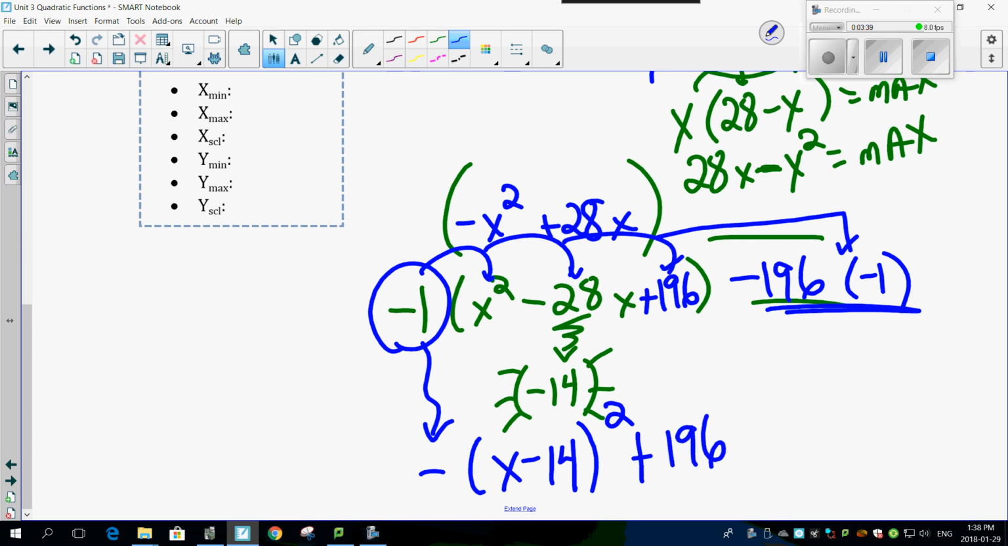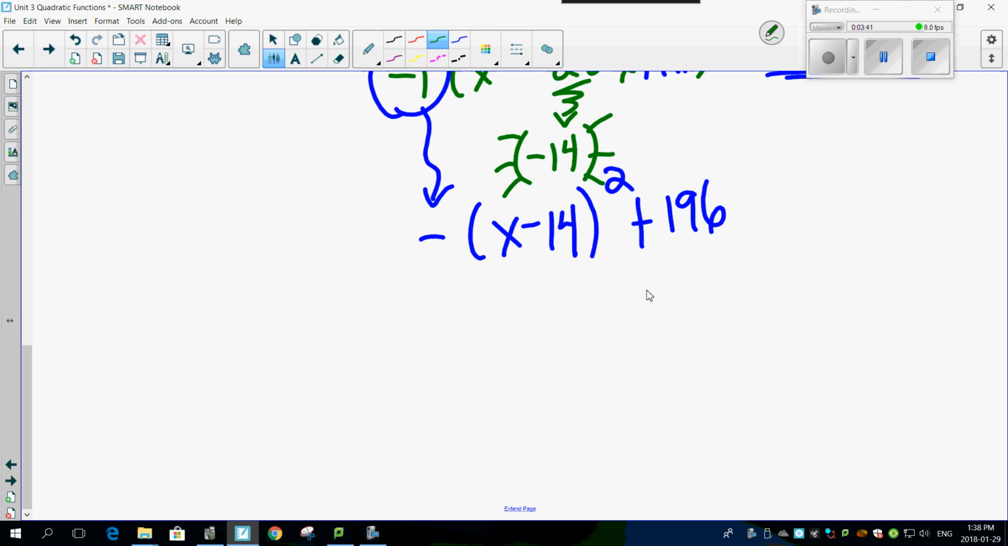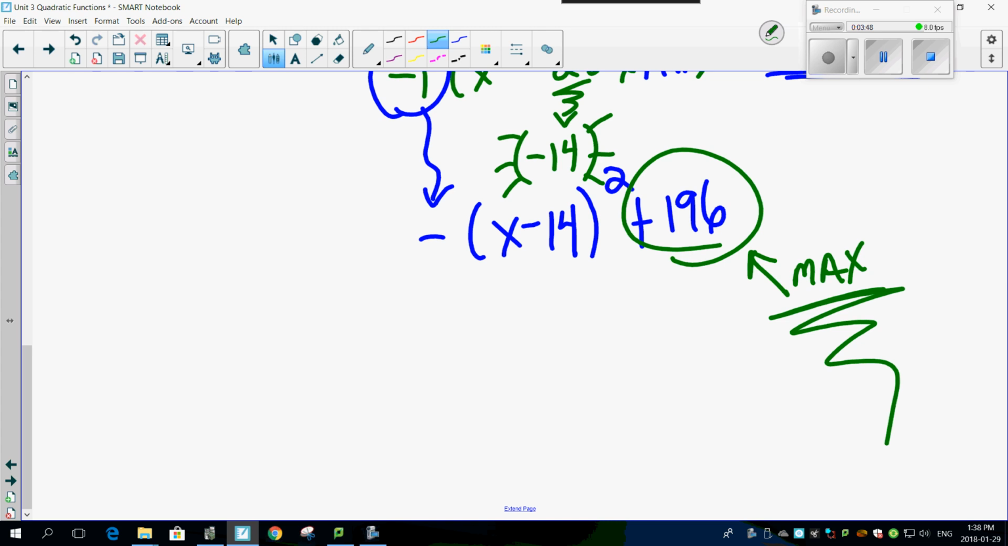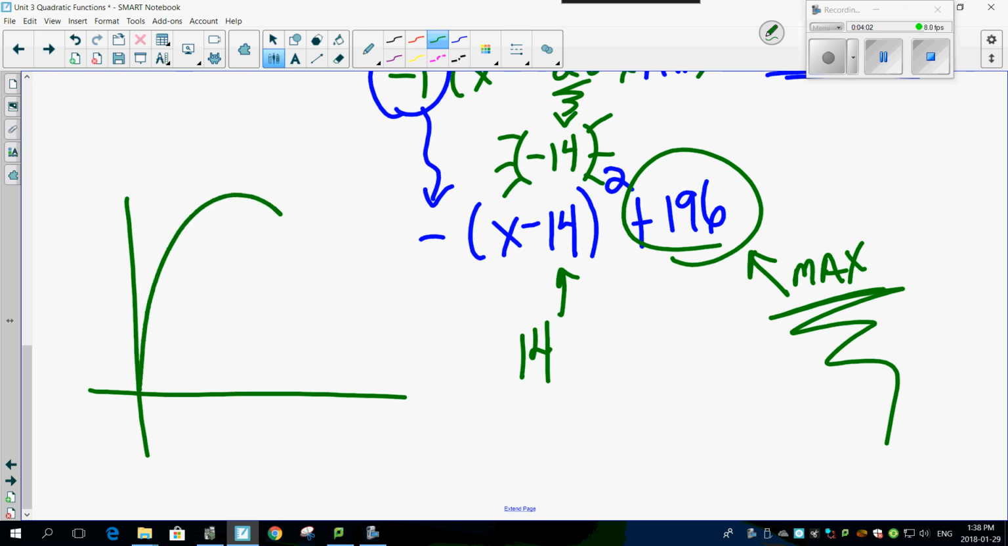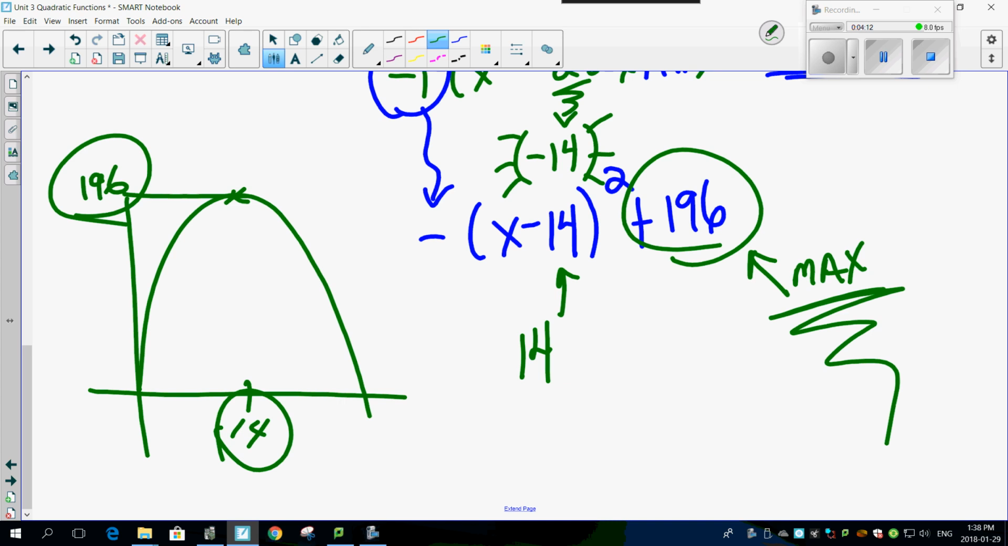Now, check this out, because this is the cool part. There's your max. That's your maximum value right there. No graphing required. There's your max. But at what x value? Well, the x value of 14, because that, in fact, is your vertex. Think about it. This thing is going to open up, or I should say open down, at 14 and 196. So at 14, you get your maximum value. So x equals 14.